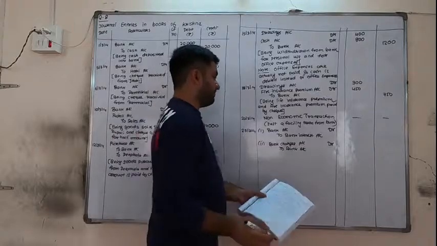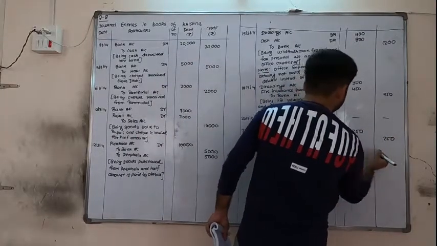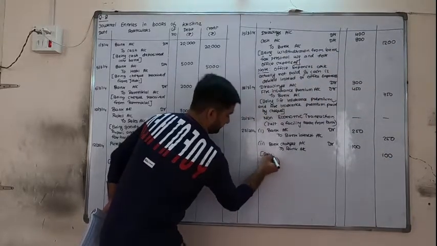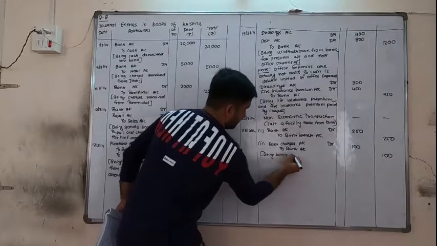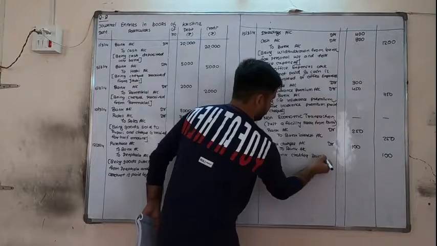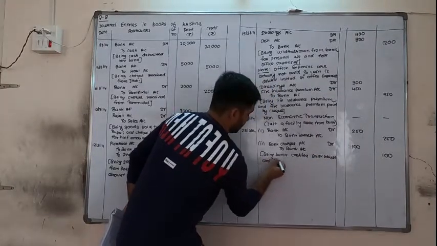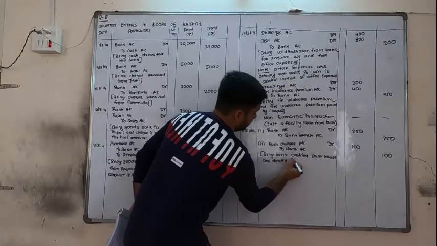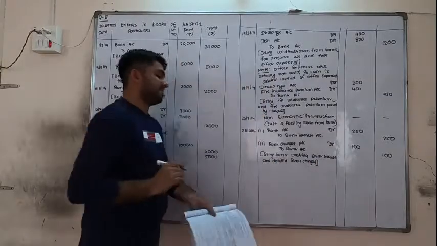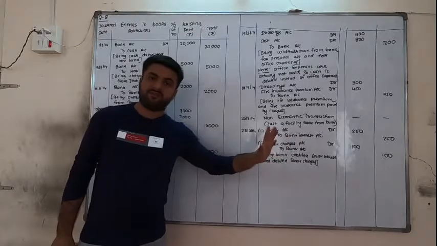Okay, interest is 250, and bank credited bank interest and debited bank charges. You can see in one transaction bank is debit, in one transaction bank is credit, so combined entry is not possible.